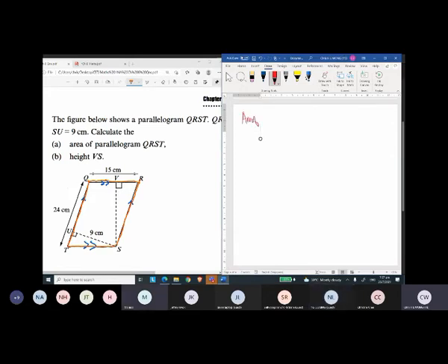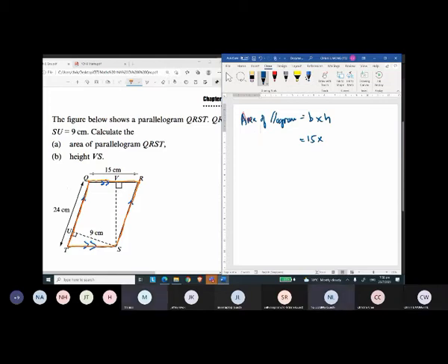Wait, I started wrongly. Area of parallelogram equals base times height. Okay, what is the base? 15. Okay, 15. What is the height? 24.